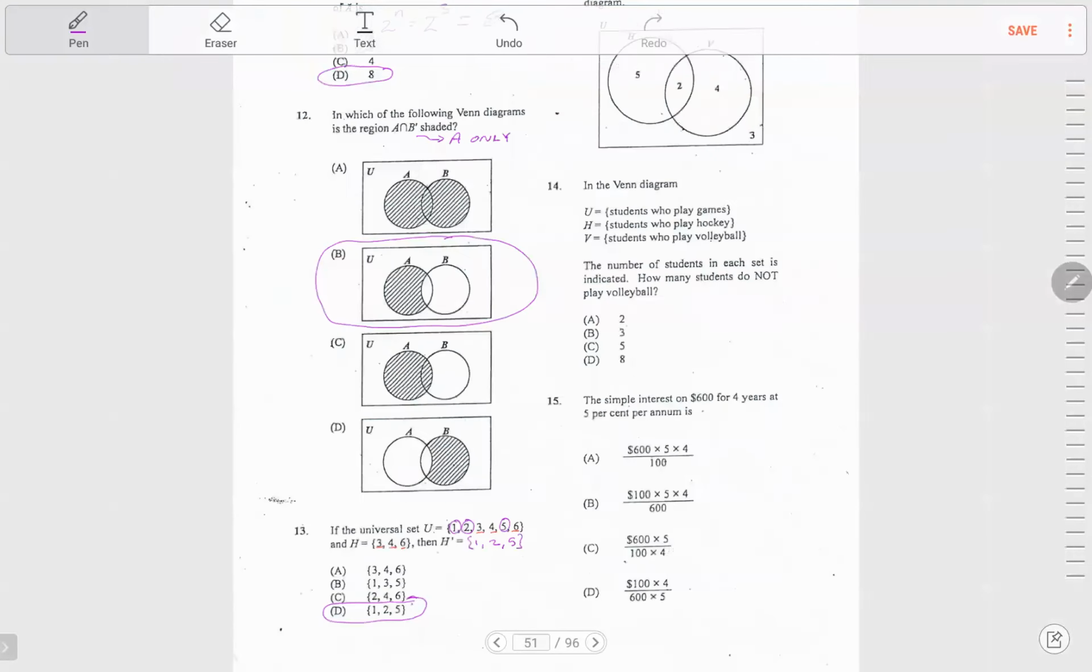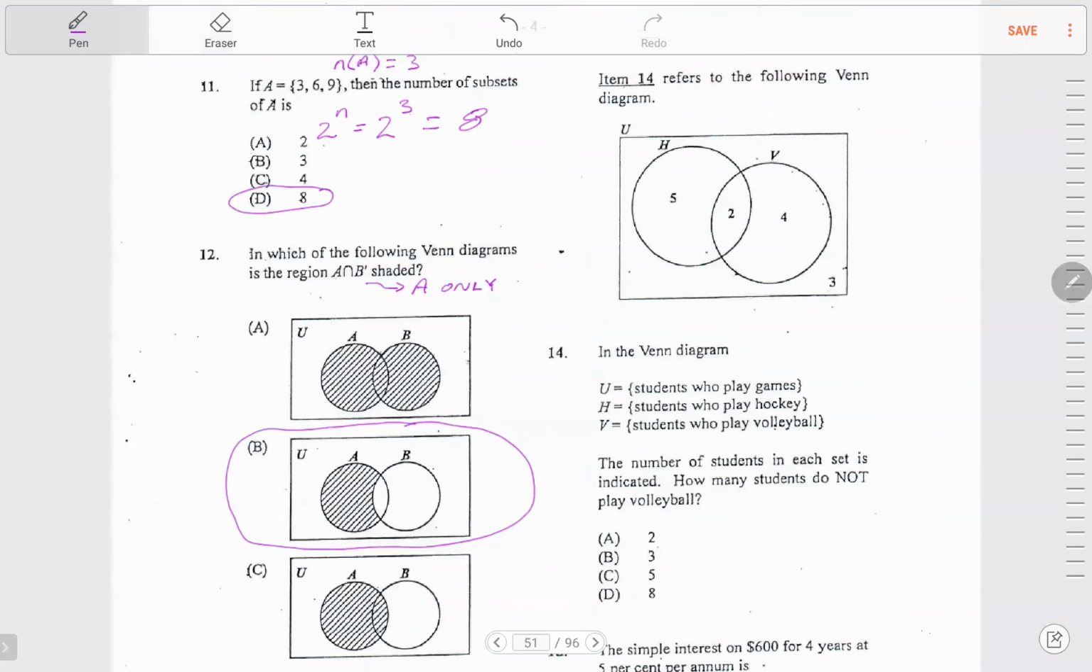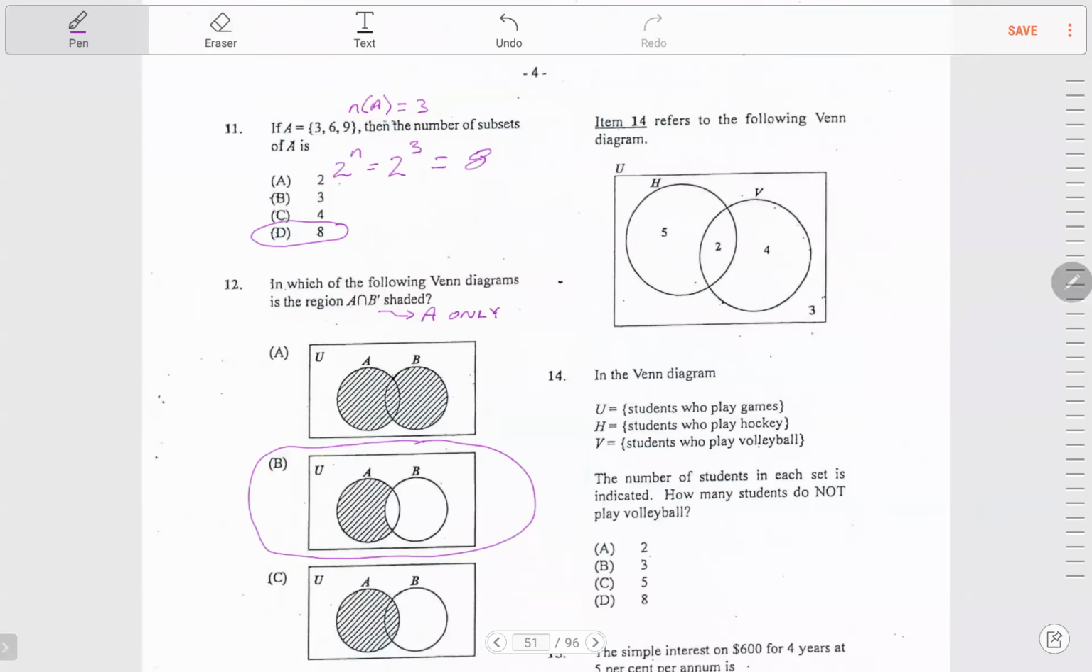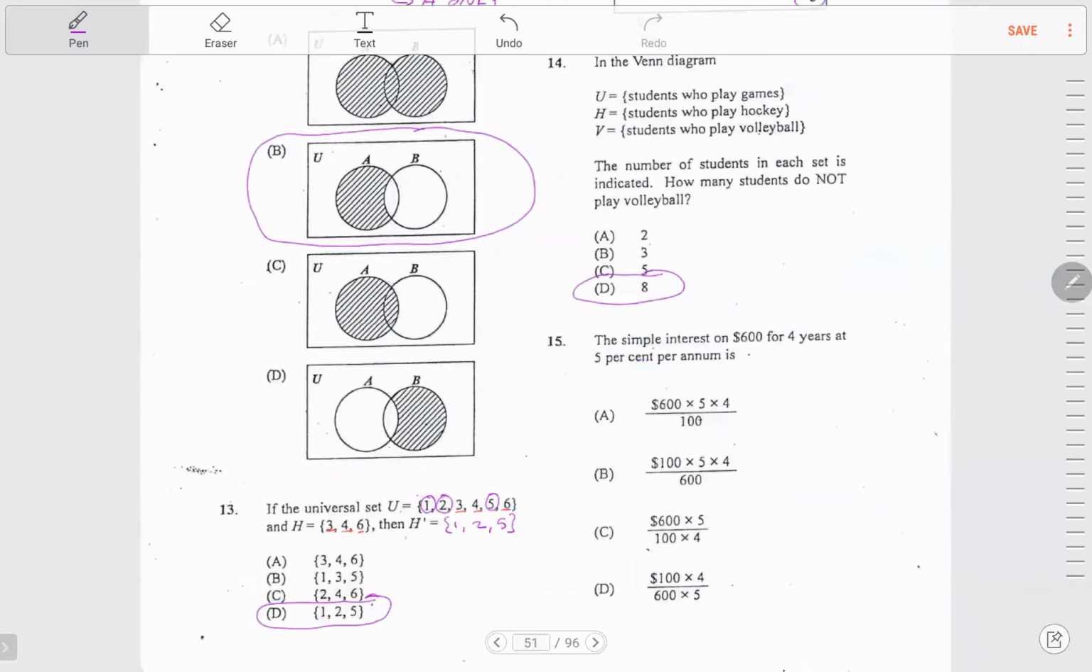Moving along, we did this already. The answer was 8. How many students do not play volleyball? Same question, and the answer was 8. This don't play and this don't play volleyball. 5 plus 3 is 8. 8 is the answer.